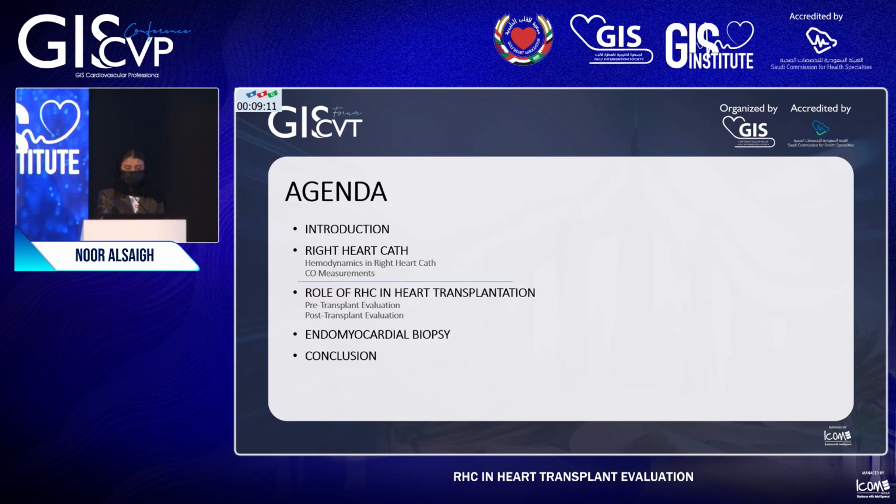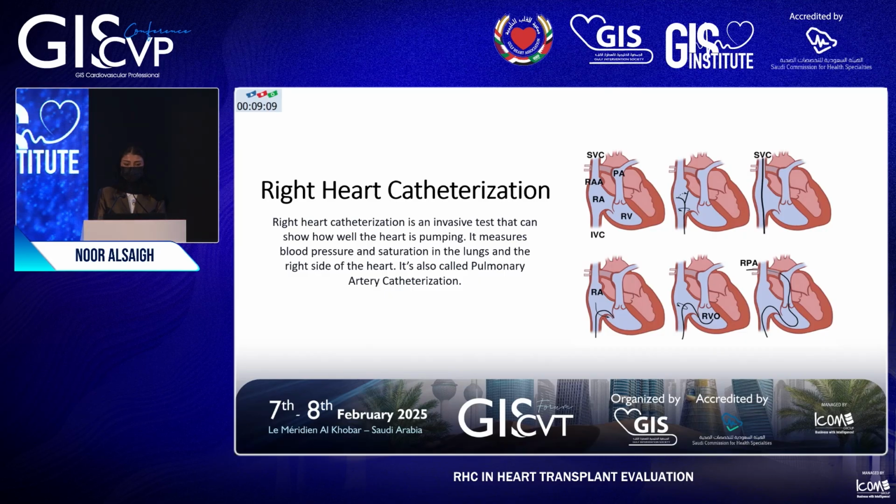So let's start. What is right heart catheterization? It's simply an invasive test that shows how your heart is functioning and pumping. It measures blood pressure and saturation in the lungs and the right side of the heart. It's also called pulmonary artery catheterization. So who needs this invasive test? Or in other words, what are the indications of right heart cath?